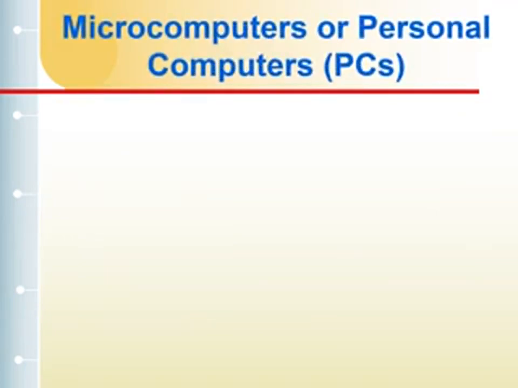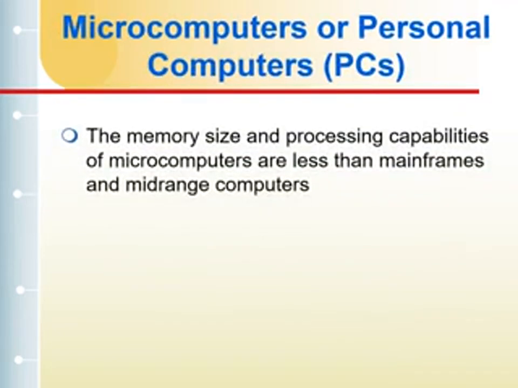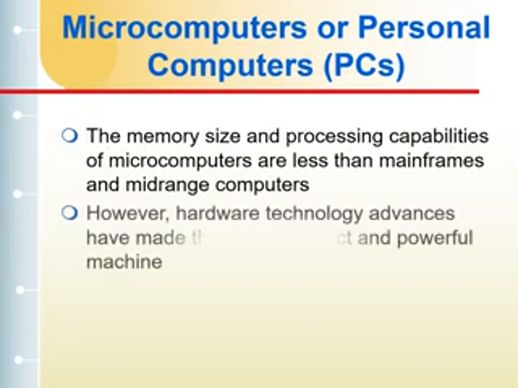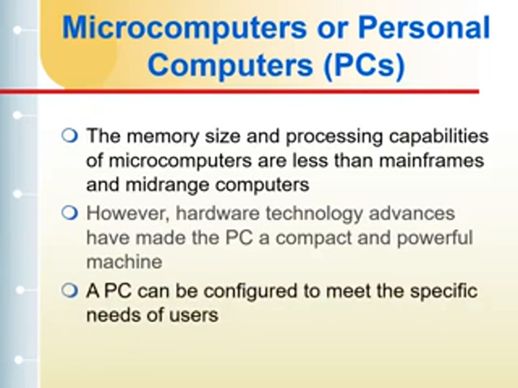Microcomputers, or personal computers. These are the computers that we use in homes. The memory size and processing capabilities of microcomputers are less than mainframes and mid-range computers. However, these days with hardware technology advances, one can upgrade a PC to a more powerful machine. So it can be configured to meet the specific needs of a user to run as fast as one would require it to.